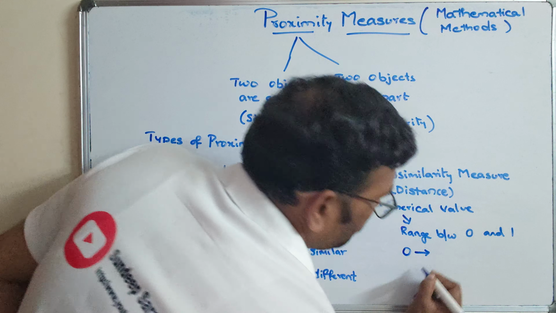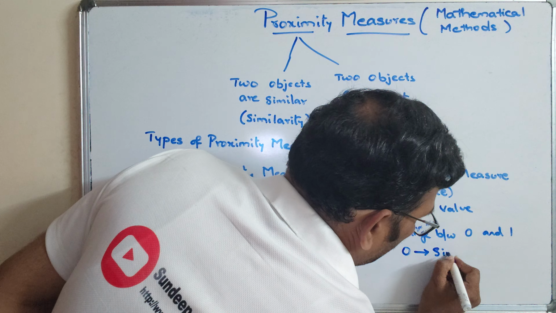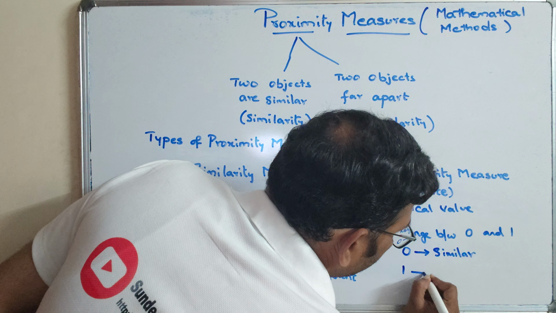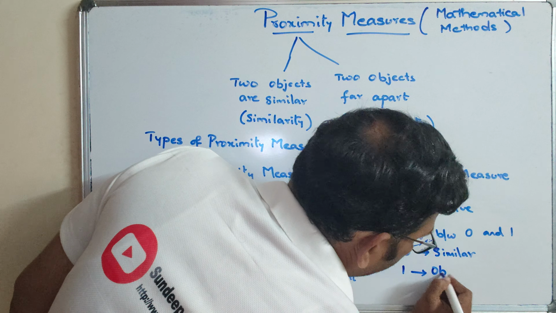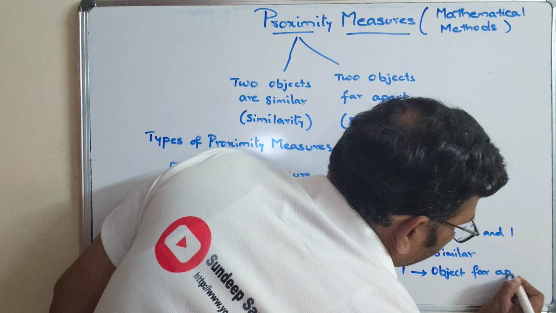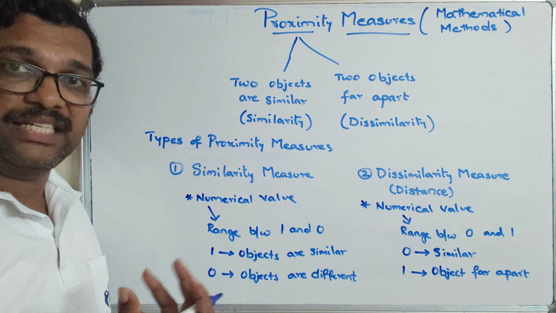0 represents similar, and 1, that means a larger value, represents objects far apart. That means the distance is more. That means the dissimilarity is more.